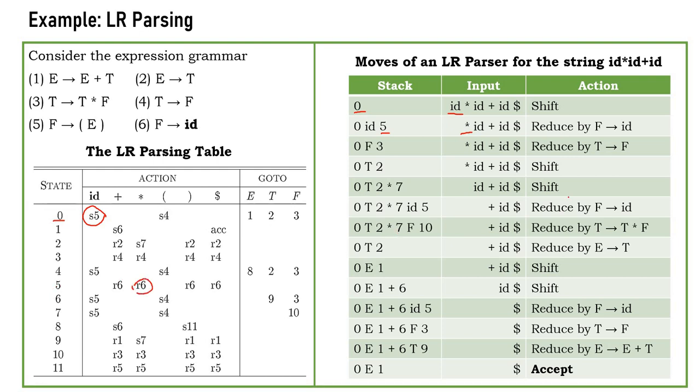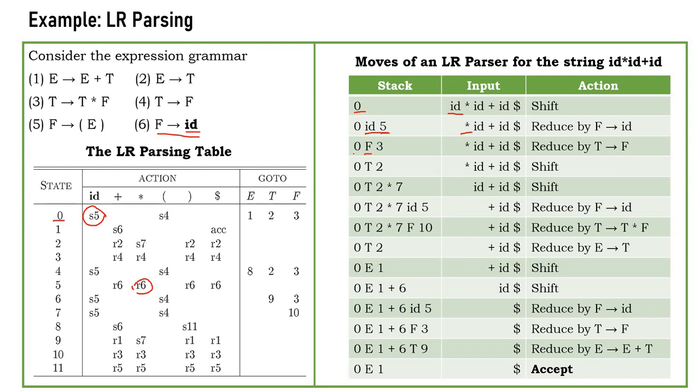R means reduce. So reduce by 6. We have to check the sixth production. So what is the sixth production? That is F implies ID. So reduce by F implies ID. And we have to check how many elements are there in the production. There is only one element, ID, right? So we take the multiplication by 2, that is 1 into 2, so that is 2. So 2 elements will be removed from the stack. So this ID and 5 will be removed from the stack, and we reduce it to F.